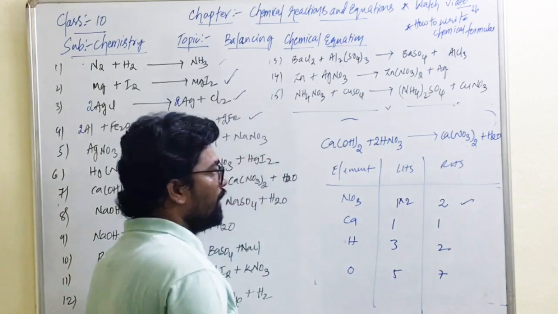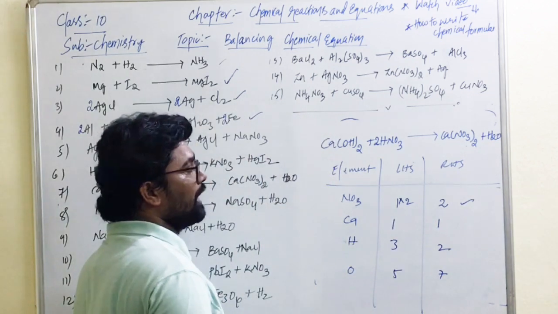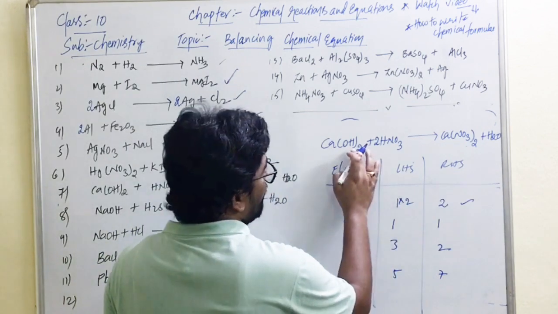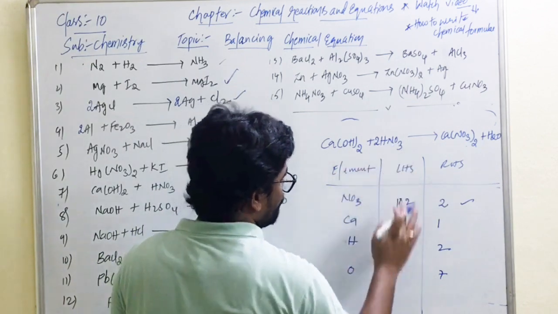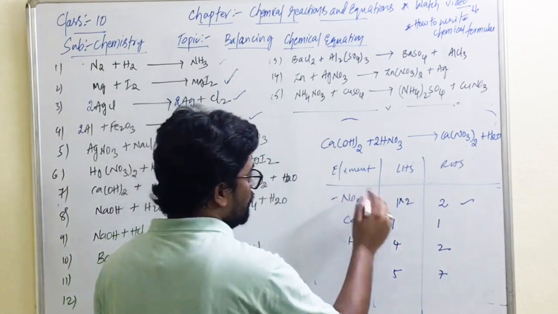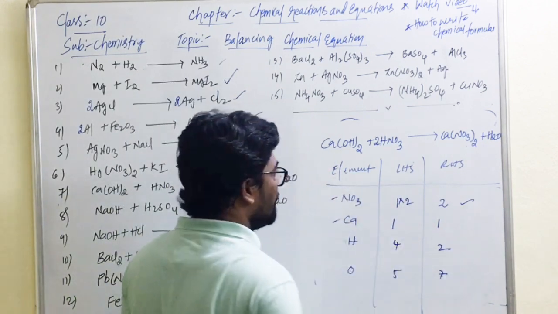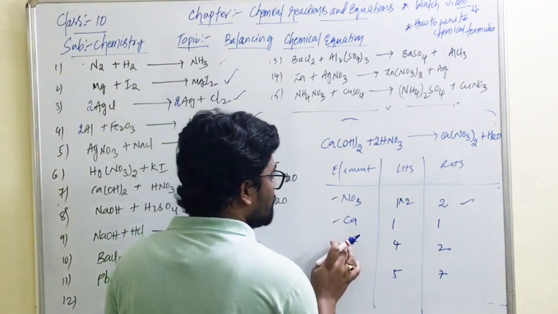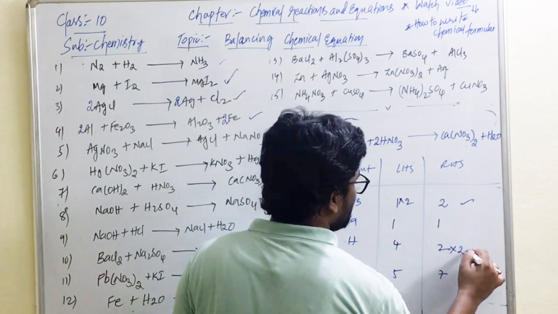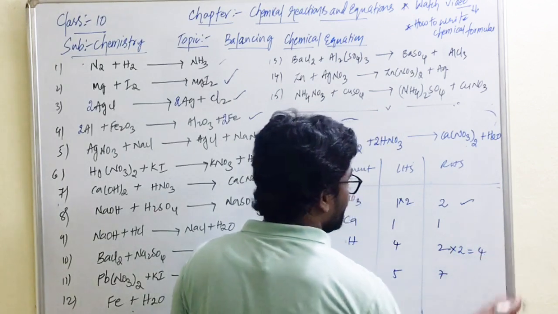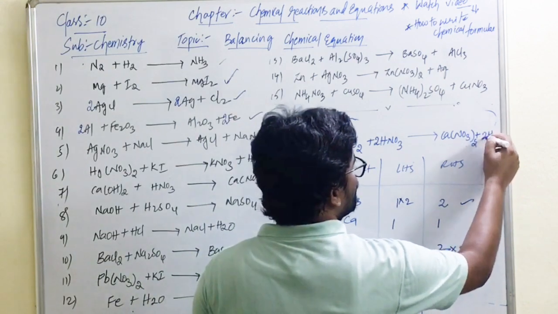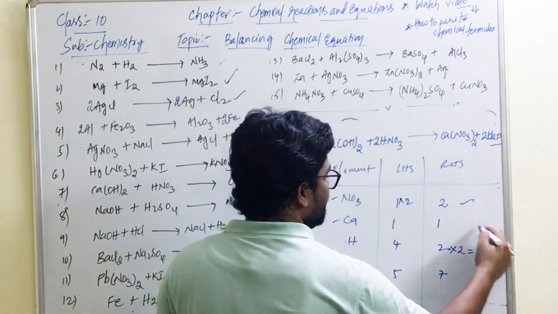So when I add 2 before HNO3, nitrates are balanced, but the number of hydrogens changes. Now the number of hydrogens is 2 plus 2, 4. Okay, now let us look. After nitrates, calcium: 1 on the left hand side, 1 on the right hand side. Now hydrogens are 4 on the left hand side but 2 on the right hand side, so multiply with 2 on the right hand side so that the number of hydrogens is equal. So place that 2 before H2O, and the number of hydrogens is balanced.